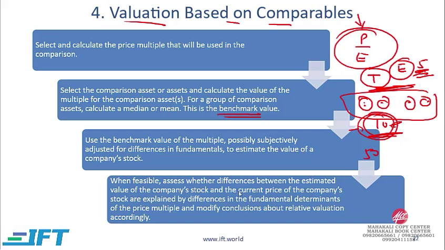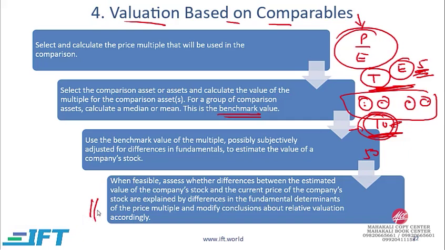When feasible, assess whether differences between the estimated value of the company's stock and the current price of the company's stock are explained by differences in the fundamental determinants of the price multiple, and modify conclusions about relative valuation accordingly. So this is an important point. The method of comparables is based on the law of one price. The law of one price says that if all else is equal, then two items should have the same price, but all else is not equal.